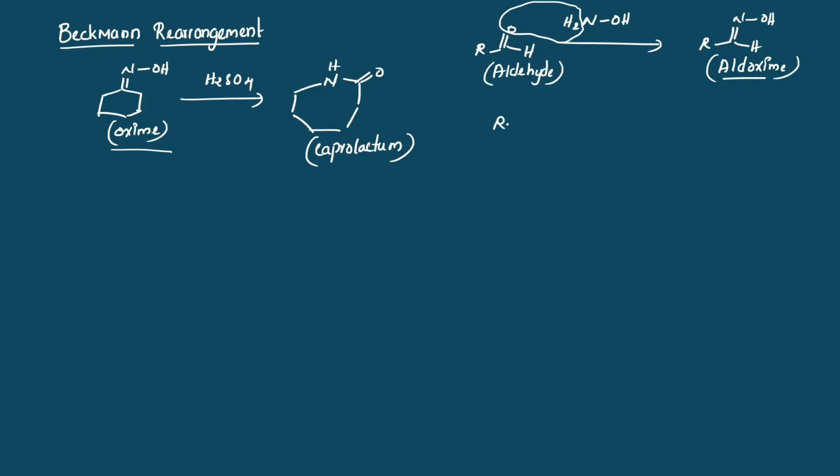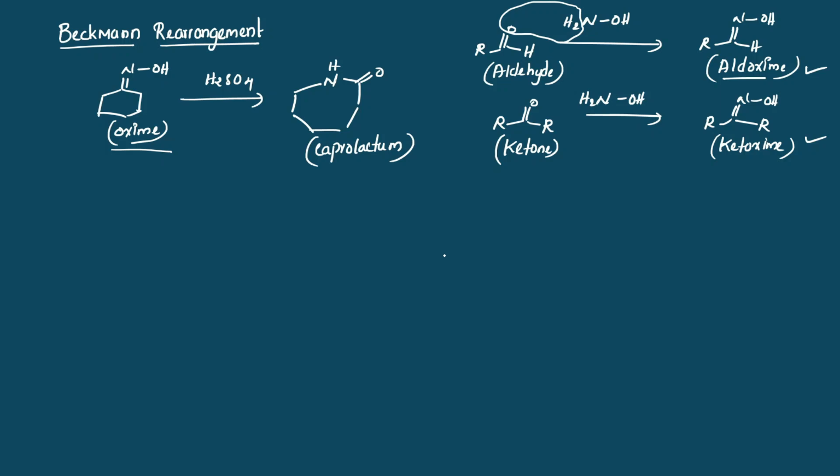If I take a ketone and treat it with the same reagent, what I will get is a ketoxime, because we started with a ketone. In general, the aldoximes and the ketoximes can be called an oxime.